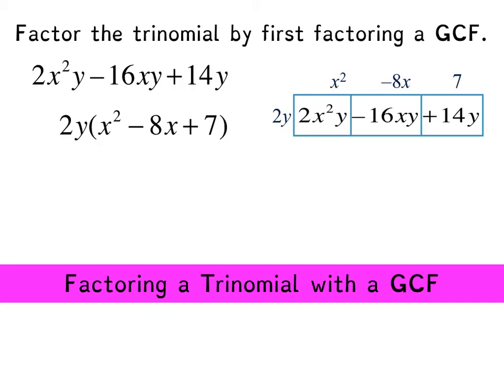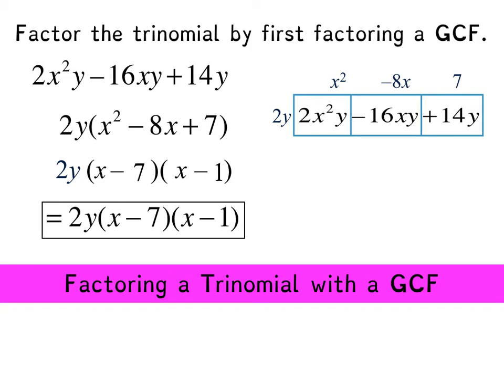I have a trinomial inside the parentheses that can be factored using reverse FOIL. And the first two terms will be x. And then I'll think what times what equals positive 7 that also adds together to equal negative 8. That'll be negative 7 and negative 1. And so I have factored my original trinomial into 2y times x minus 7 times x minus 1.